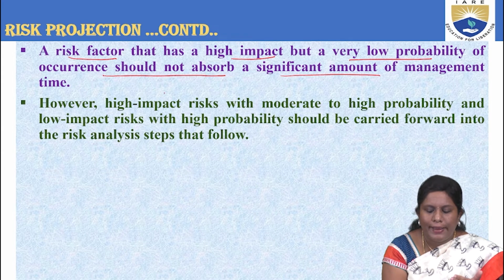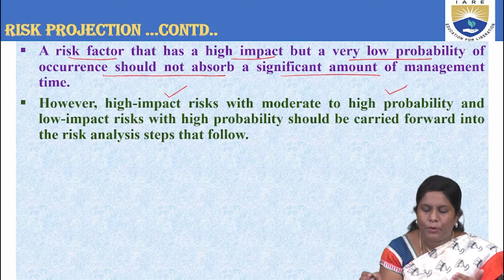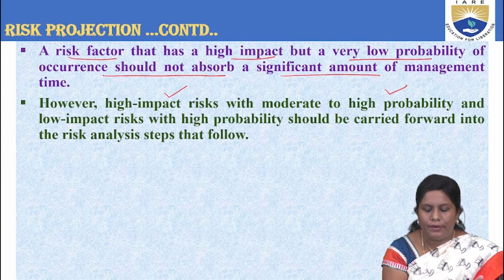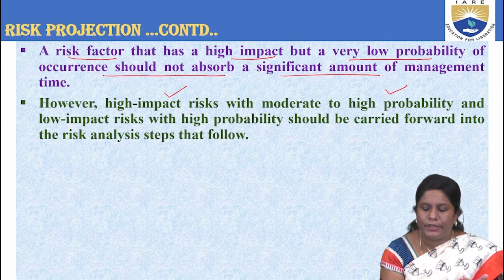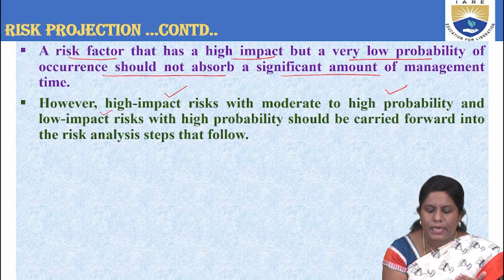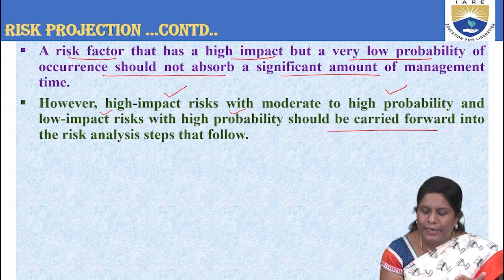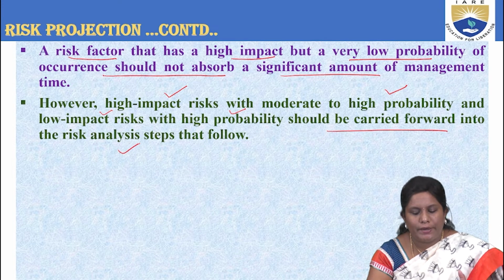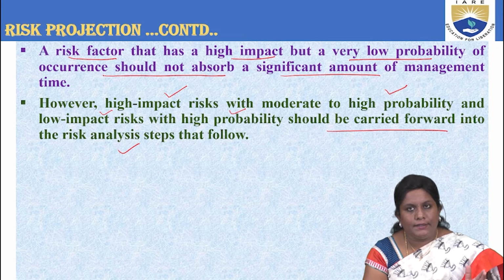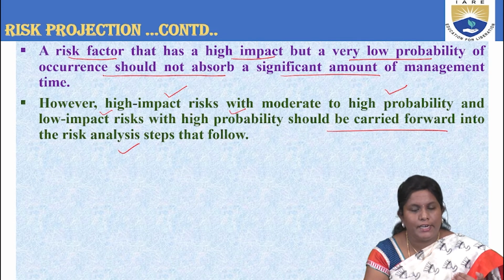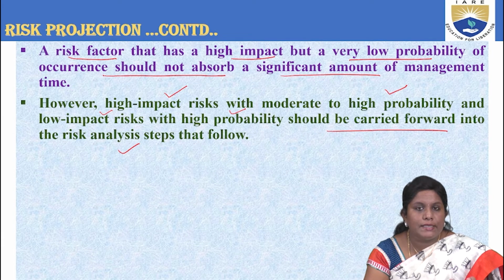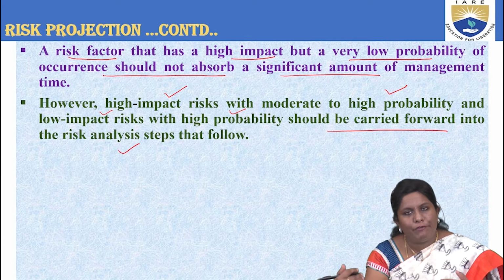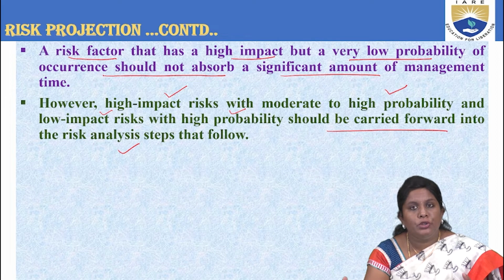However, high impact risks with moderate to high probability, and low impact risks with higher probability, can be carried forward into risk analysis steps. I repeat, if the risks that we have listed out have high impact and low probability, you don't have to focus much on them. If your high impact risks have high probability, they can be carried forward to be included in the following steps.